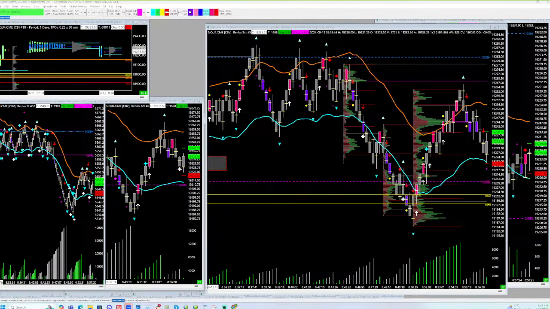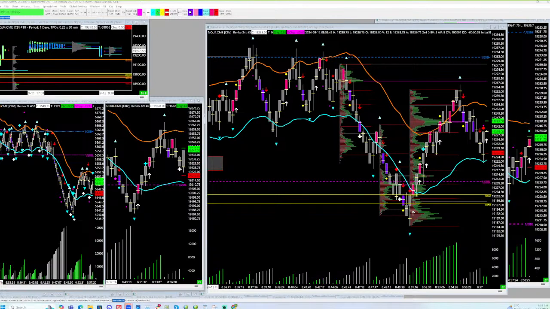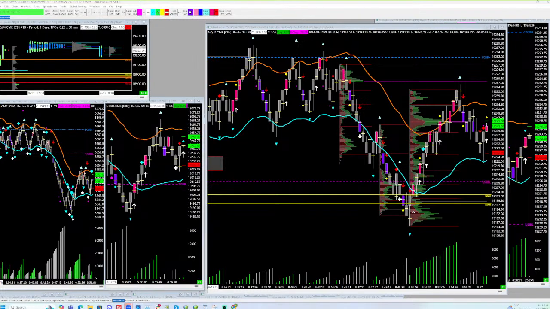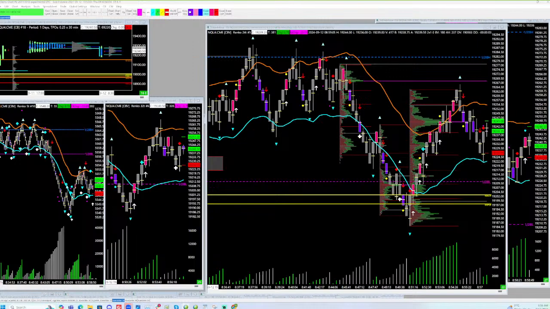Now, if I needed a bigger litmus test, so that would be long for me. And my target would be 45. Stop would be at the low of that bar. That would be scale 1. Well, if it would print.